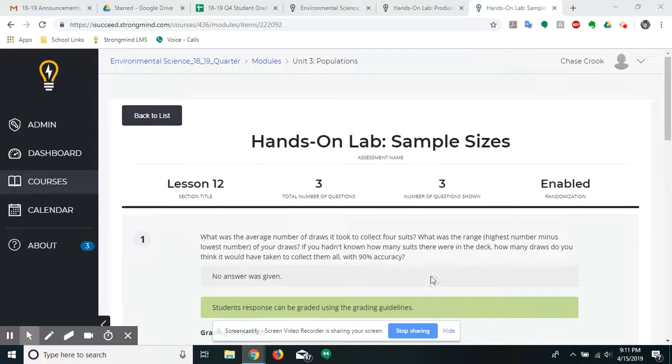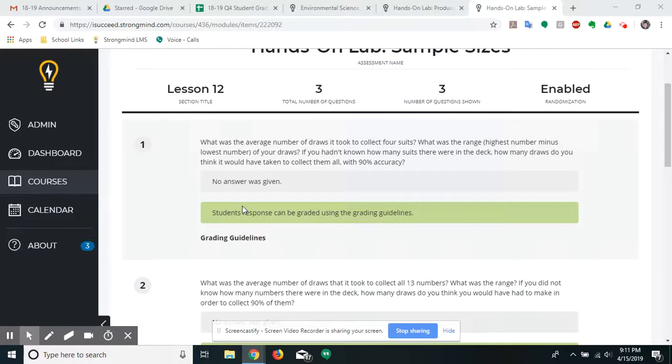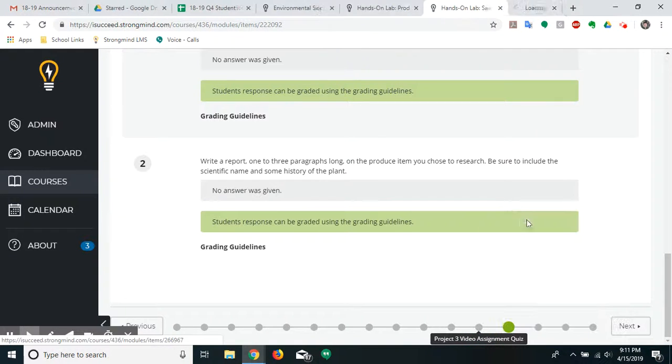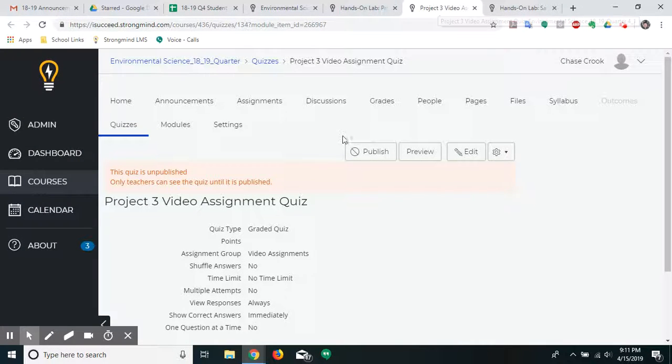Okay? So for this first part, Lesson 12, this one is with the deck of cards. Let me quickly go over what this looks like here. It does have basic instructions.